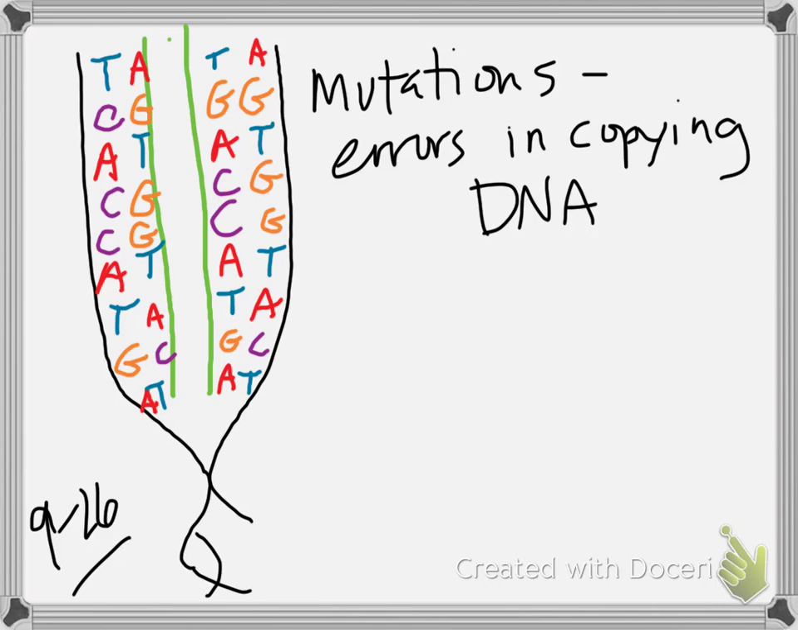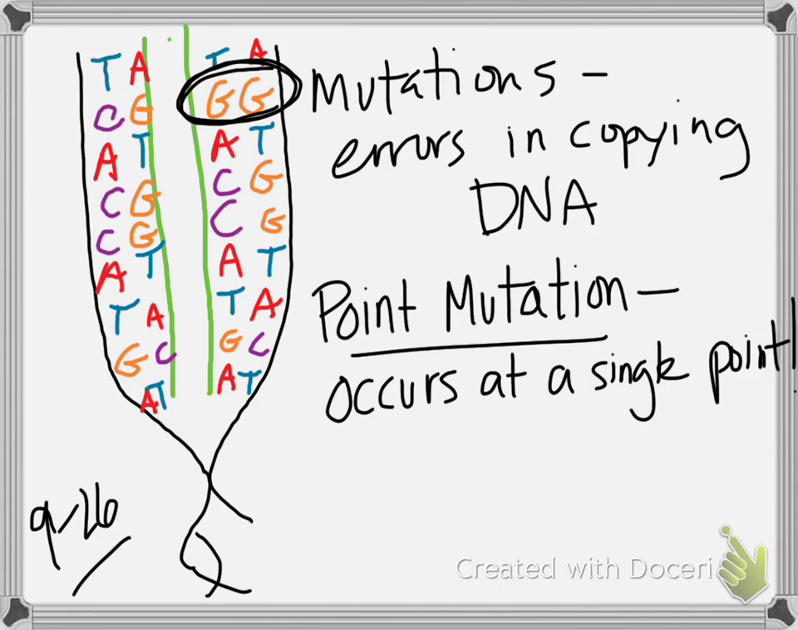Oh! Hey, looky right there. Guess what that is? A mistake. Now, this is a mutation that occurred at a single point in a DNA strand. Guess what we call that? It occurred at one point in a DNA strand. I would check your vocab. So this is a point mutation. It occurred at a single point on a DNA strand.